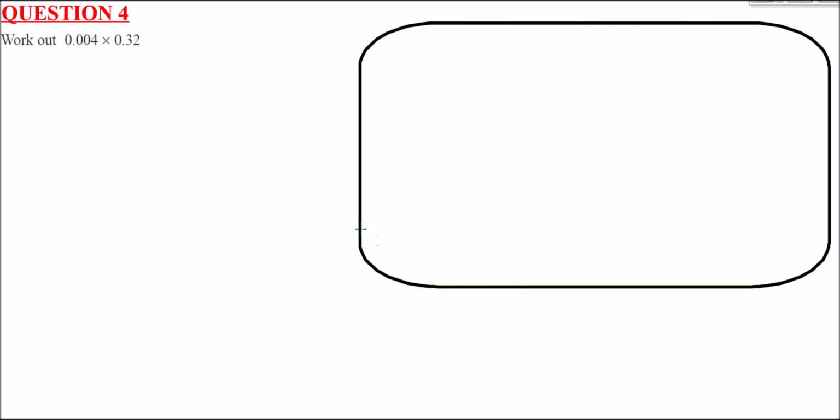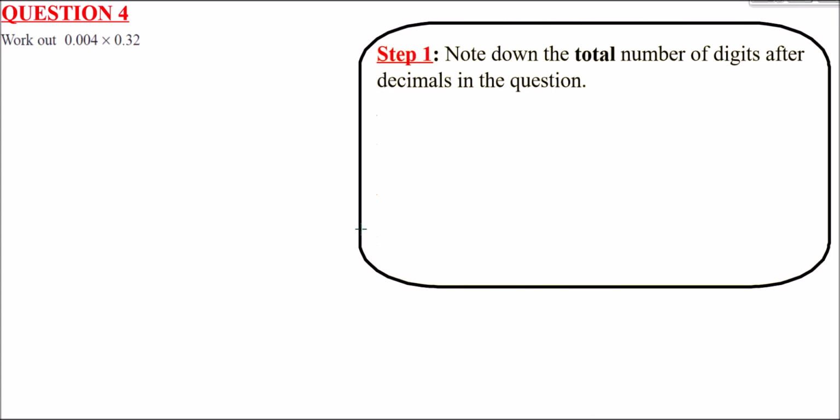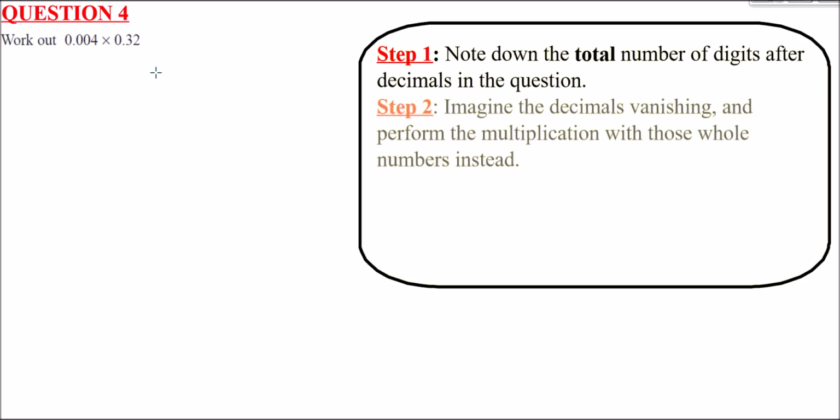Question 4, work out 0.004 multiplied by 0.32. So we're multiplying 2 decimals together, but the trick here is not to worry about the decimals. We're actually going to do this by just considering these as whole numbers, which I'll explain now. So, there are a few pointers here. So, the first thing to mention, step 1, we need to note down the total number of digits after the decimals in the question. So we've got here a point there and a point here. So let's just total up how many digits come after these dots.